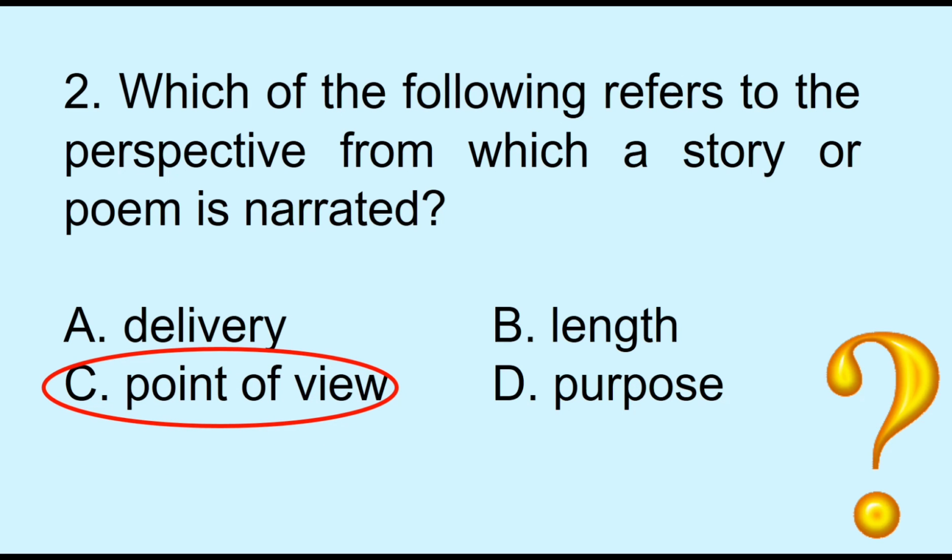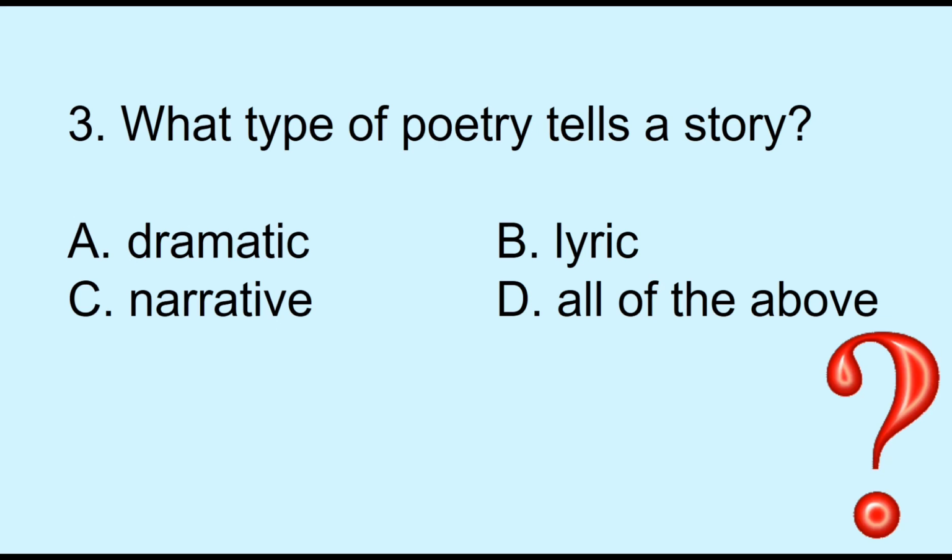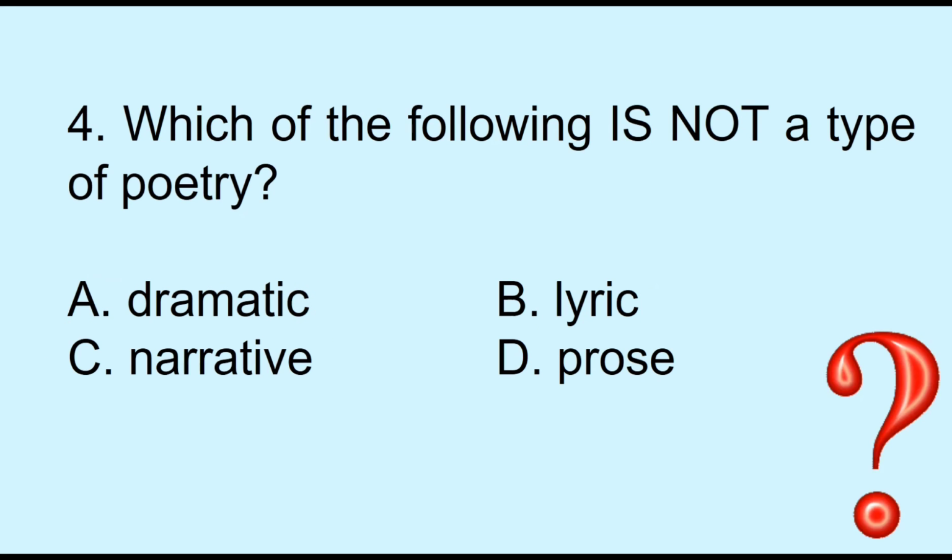Number 3. What type of poetry tells a story? The correct answer is letter C, narrative. Next, number 4. Which of the following is not a type of poetry? The correct answer is letter D, prose.